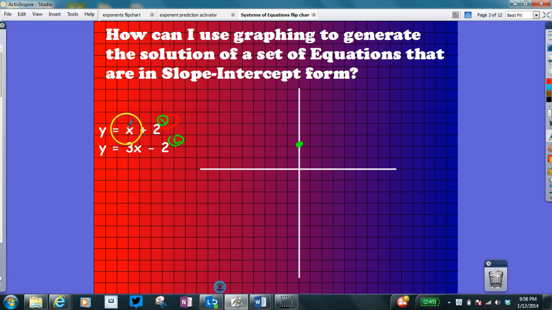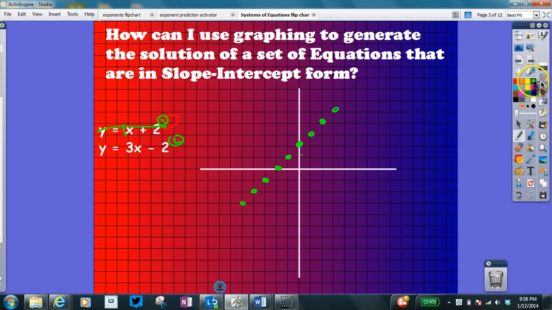If my slope is 1, it's understood to be a 1 there. If you want, you can put the 1, makes no difference. And then I can just start going up 1 over 1, up 1, over 1, up 1, over 1. And then I can go down 1 because that's negative, but then I have to go negative again to make it positive. Now, I've graphed that one, and this one I don't have to worry about right now.